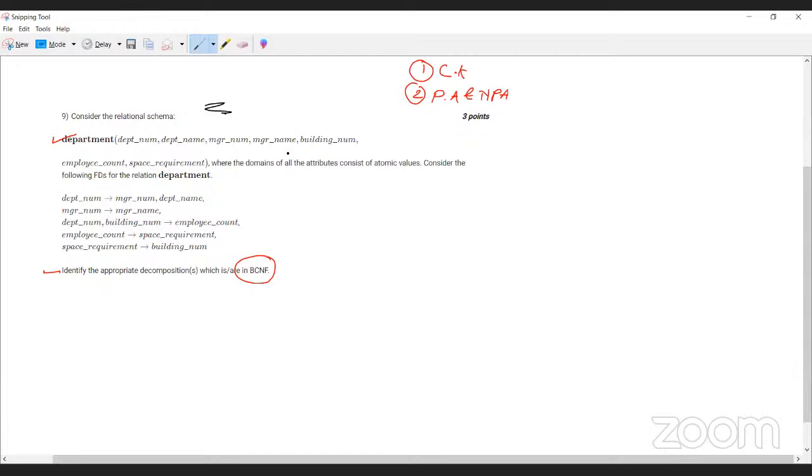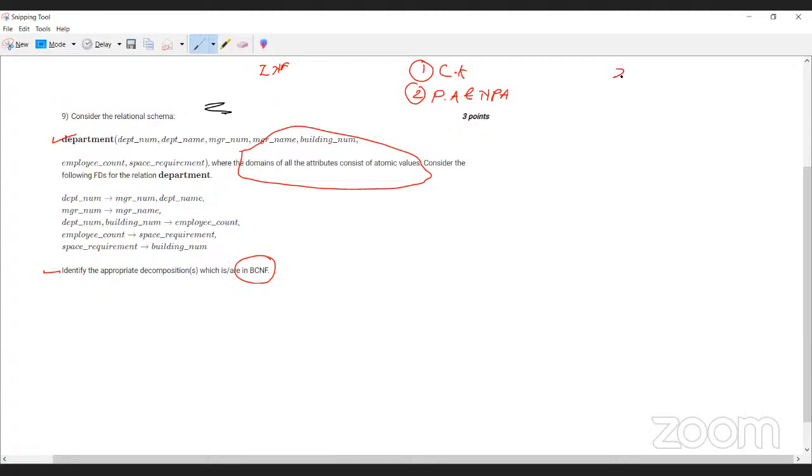It is given that the domains of all the attributes consist of atomic values, right? So we can say that all the domains are atomic valued, and this relation Department is in 1NF. Even if it is not mentioned in the question, by default you assume that the relation is in 1NF, so it consists of atomic values only.